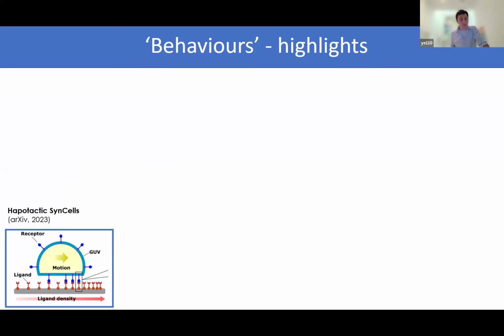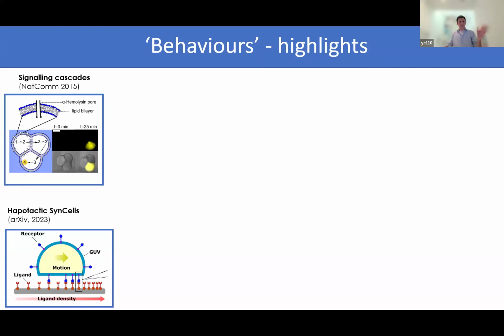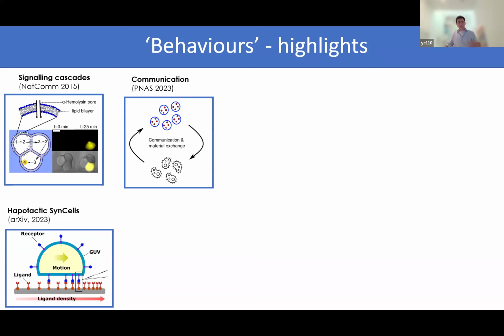One example is motion, haptotactic synthetic cells that can crawl on a concentration gradient from a low concentration of ligand to a high concentration of ligand. And this is done in collaboration with Lorenzo Di Michele's group, and it's on the archive. So that's movement across a concentration gradient through sort of crawling-like motion. The second is signaling cascade, synthetic cells that can transmit signals from one compartment to the next through proteins, just like a living cell does. We've built synthetic cells that can do that.